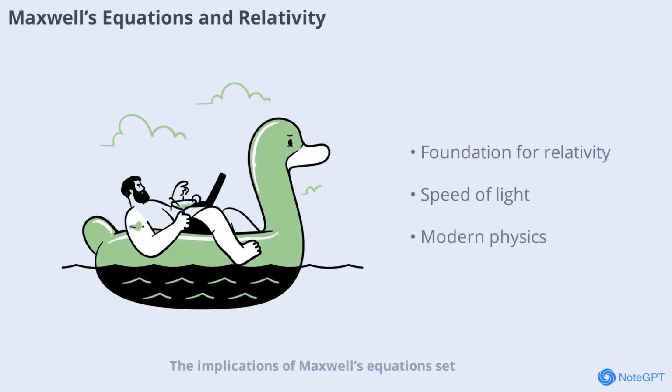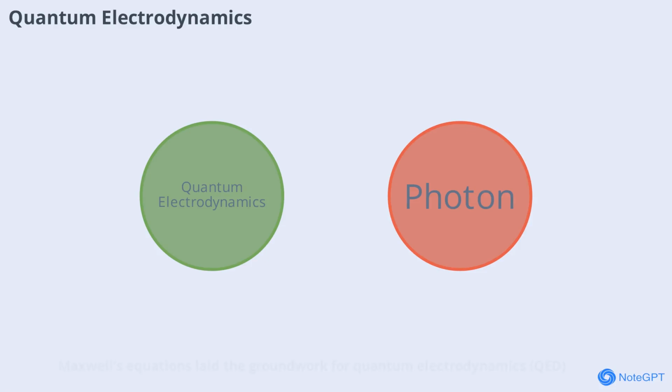The implications of Maxwell's equations set the stage for Einstein's theory of relativity. The constancy of the speed of light predicted by Maxwell challenged classical physics and led to a new understanding of space and time. This connection shows how foundational Maxwell's work is to modern physics. Maxwell's equations laid the groundwork for quantum electrodynamics (QED), the quantum theory of electromagnetic interactions. QED extends Maxwell's ideas to the quantum realm, explaining phenomena like photon emission and absorption. This theory is one of the most successful in physics, with predictions confirmed to remarkable precision.